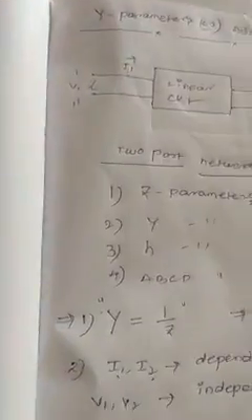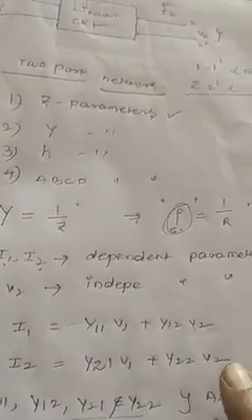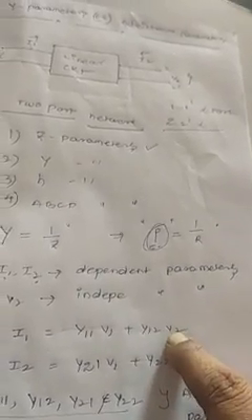When V2 is equal to 0, we substitute this V2 in these 2 equations. Then we get I1 is equal to y11 V1, because V2 becomes 0 and that term becomes 0. So finally we get I1 is equal to y11 into V1. From this formula we derive the value of y11, so y11 is equal to I1 by V1. This is the first parameter.